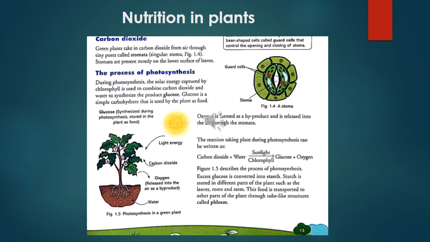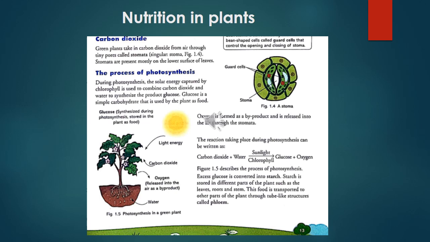The reaction taking place during photosynthesis can be written this way. Carbon dioxide and water react in the presence of sunlight and chlorophyll to form glucose along with oxygen. Excess glucose is converted into starch if produced during photosynthesis. Remember this thing.